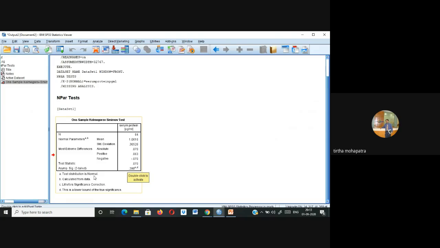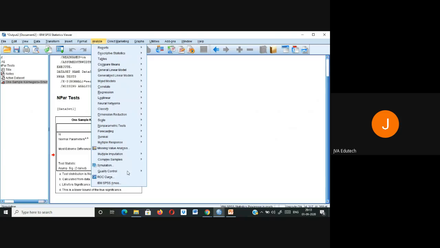The same you can check with the Shapiro-Wilk method. If you want to check with one sample case alone, then this is the method. There is no direct method of checking Shapiro-Wilk, so you have to check it some other way. You won't find any direct button over here.